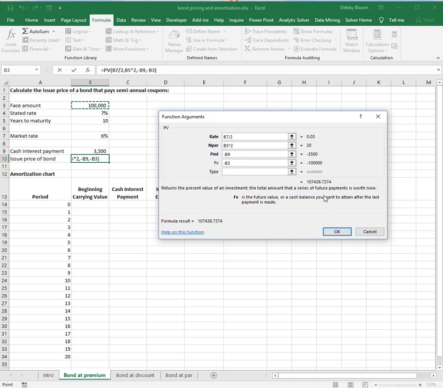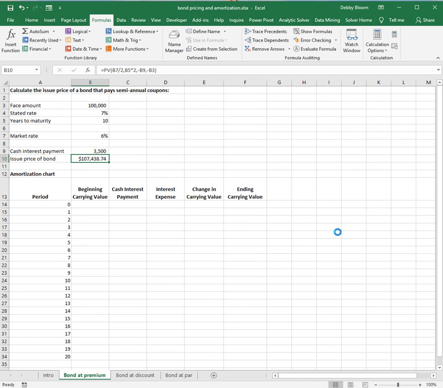We can now see in the dialog box that the issue price of the bond is $107,438.74. So I'm going to click OK to accept this value.